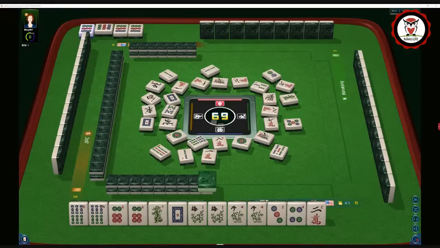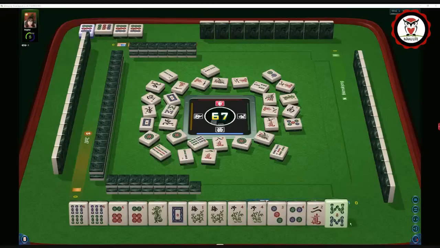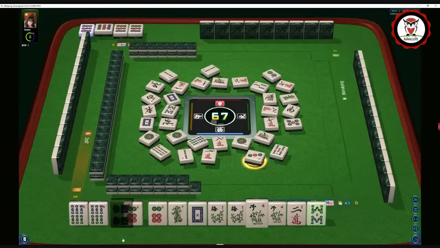Five bamboos. South wind. One dot. Eight bam. Let's let the three go. There is some. Three dots. There is some.